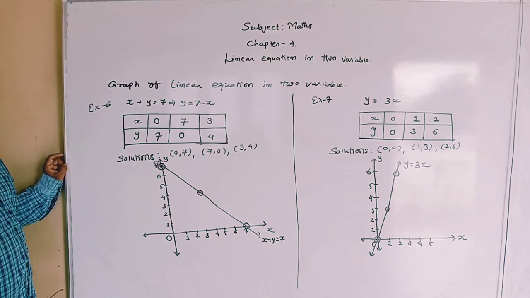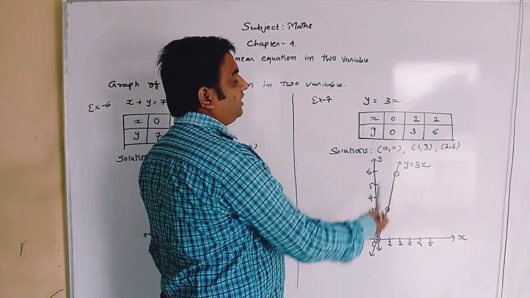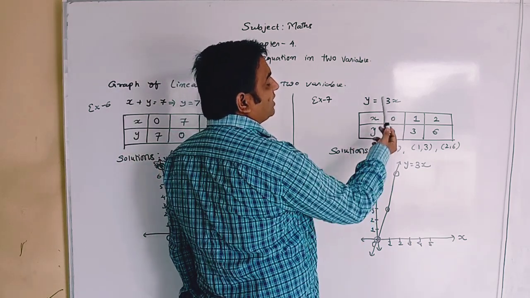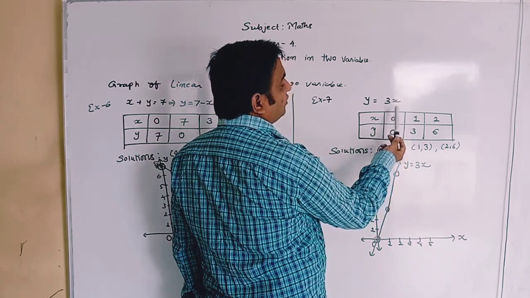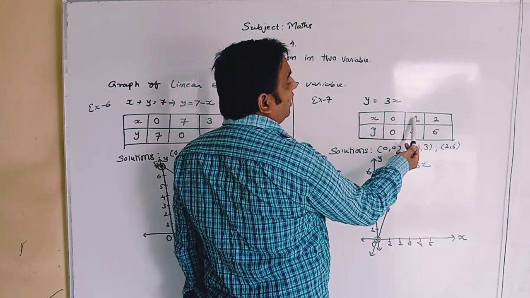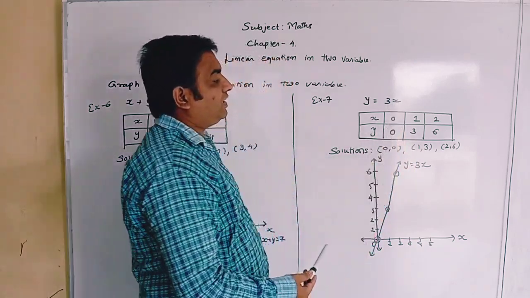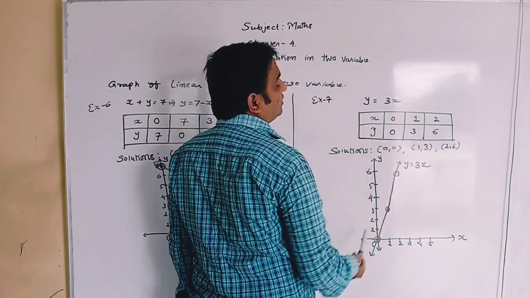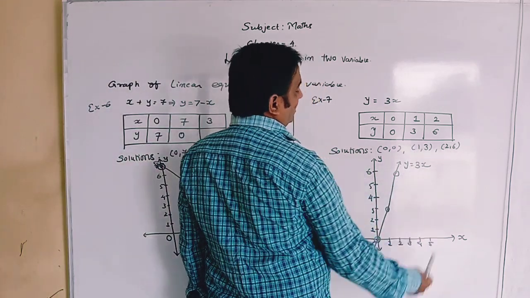We join the points and get a straight line, which is the graph of x plus y equals 7. Now Example 7: y equals 3x. Here x is independent and y depends on x, so we select x values as per our choice. If x is 0, then 3 times 0 is 0, so y is 0. If x is 1, then 3 times 1 is 3, so y is 3. If x is 2, then 3 times 2 is 6, so y is 6. So we get the solutions (0, 0), (1, 3) and (2, 6).